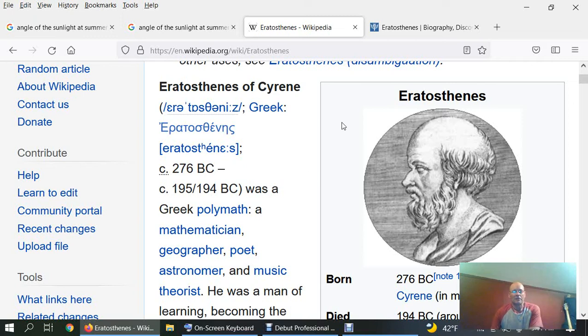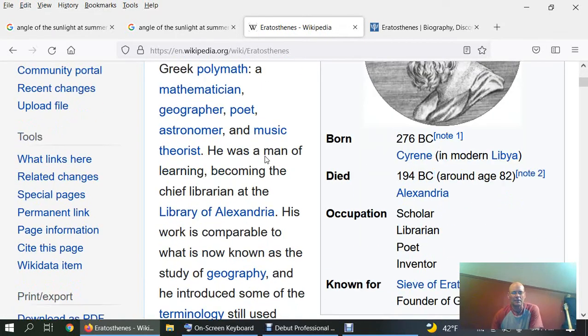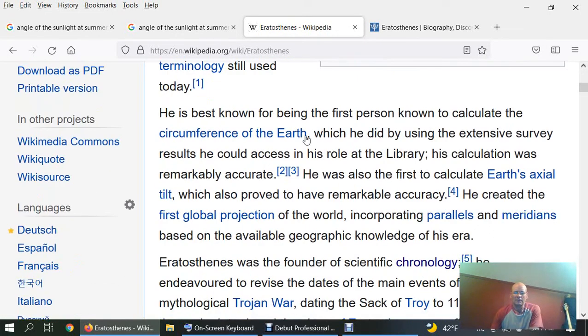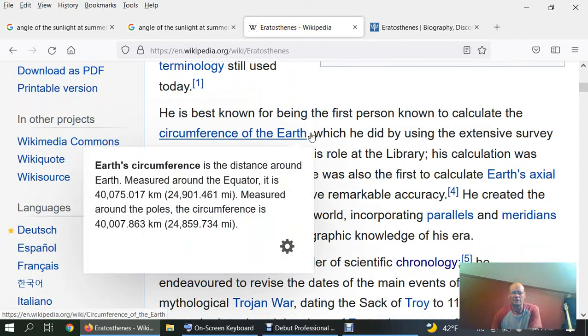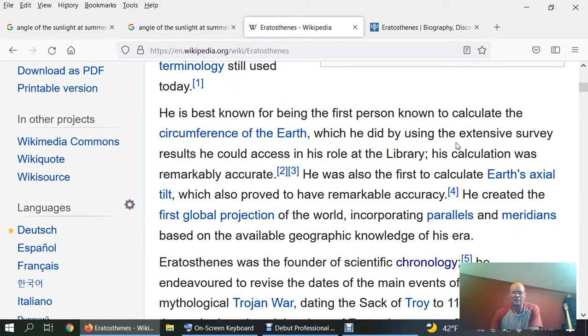So let me go over some of his info here. Here's Eratosthenes. I believe he may have been an alien from the size of his bulbous head, but maybe not. It's a long time ago for aliens. He's best known for being the first person known to calculate the circumference of the Earth, which he did by using the extensive survey results he could access in his role at the Library of Alexandria. And his calculation was remarkably accurate.